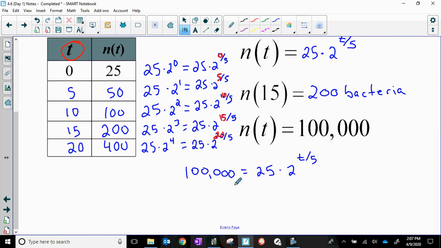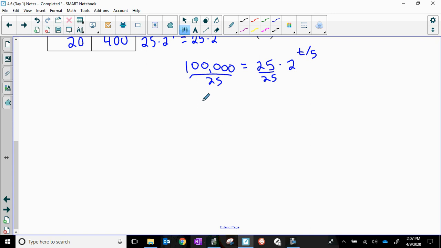So I'm going to divide each side by 25 first. Order of operations backwards. And now we get, see, 25 goes into 100,000 4,000 times, so 4,000 equals 2 to the t divided by 5. Now, if we want to, we could use the definition of exponentials and logs like we're solving equations and do log base 2 of 4,000 equals the exponent t over 5.